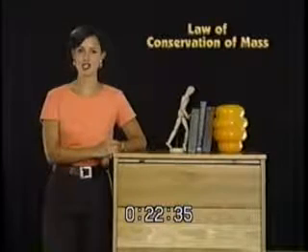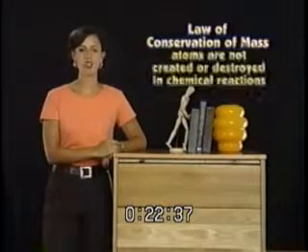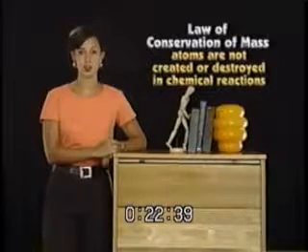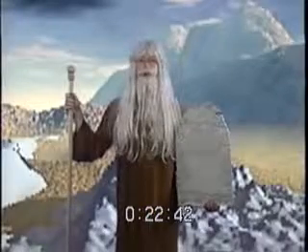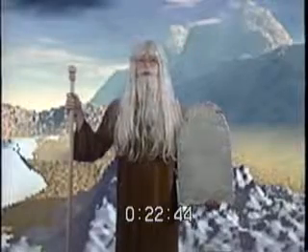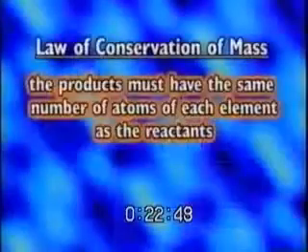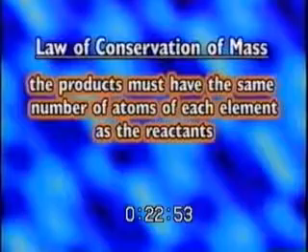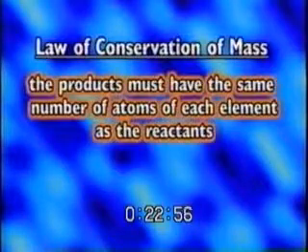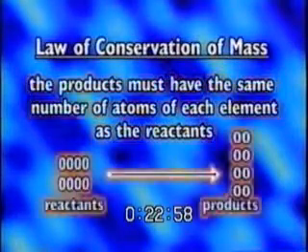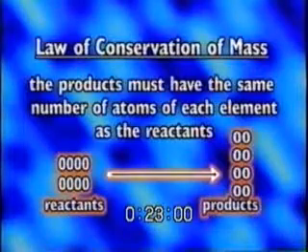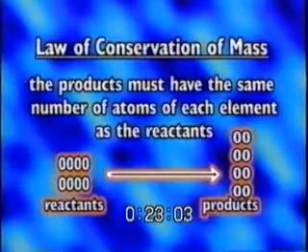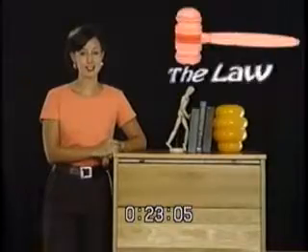Chemical equations have to be consistent with the law of conservation of mass, which says that atoms aren't created or destroyed in chemical reactions. Atoms are neither created nor destroyed in chemical reactions. The products of the reaction have to have the same total number of atoms of each element as the reactants had. Remember, the atoms in the reactants have only been rearranged. No atoms have been added or taken away. Pay attention, this is the law.